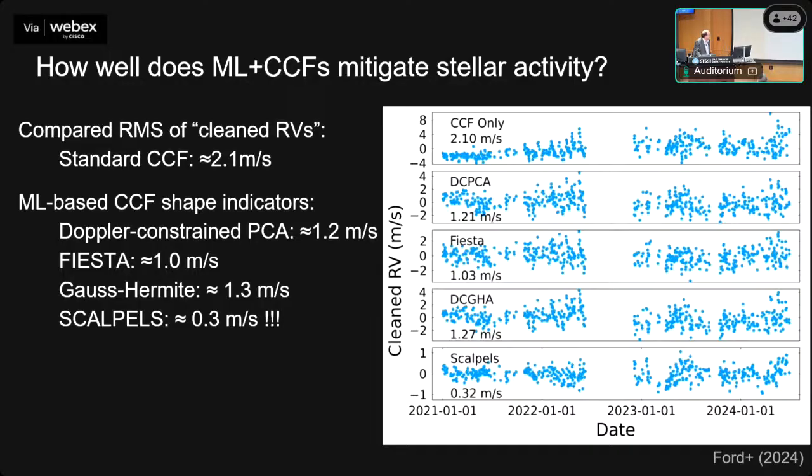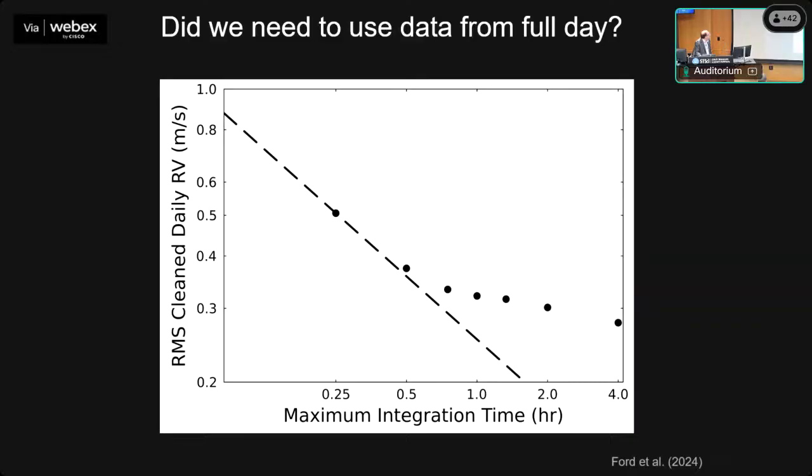Still not at 10 centimeters per second, but a nice step in the right direction. Now the downside is that was based on observing the sun for 200 observations a day, several hours. That might not translate so well to nighttime observations, where you might want 15 minutes of observations. And so we want to see what signal-to-noise is necessary.